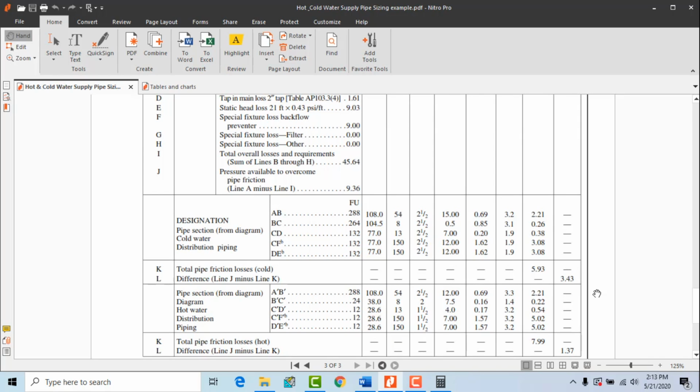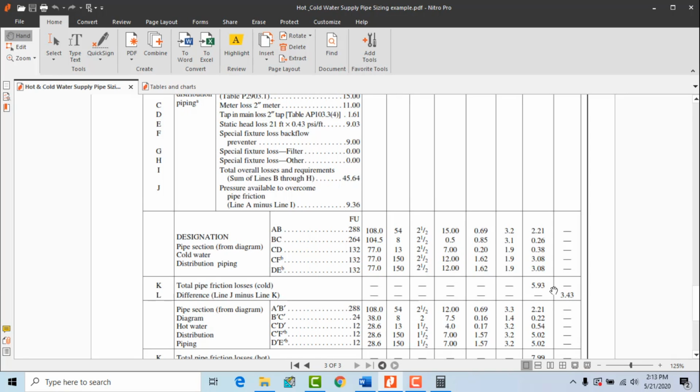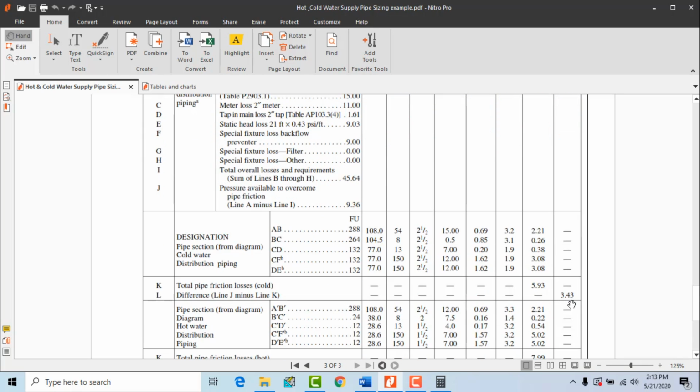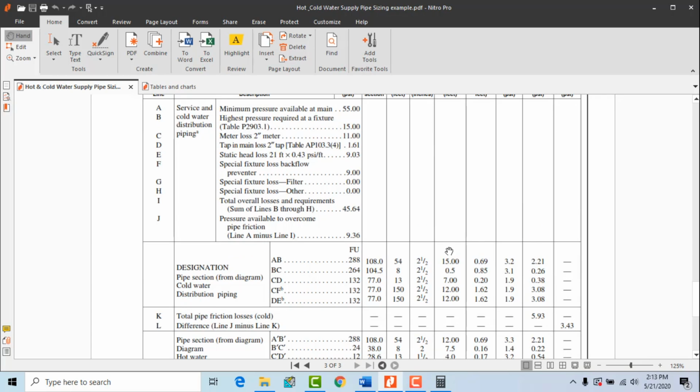So as you can see, this is a positive answer. Make sure that this value should always be positive. For proper designing of water supply, hot and cold water, this value should always be positive. So the excess pressure available to overcome pipe friction is 3.43 psi. So this value is positive.